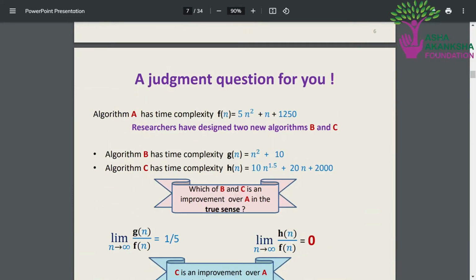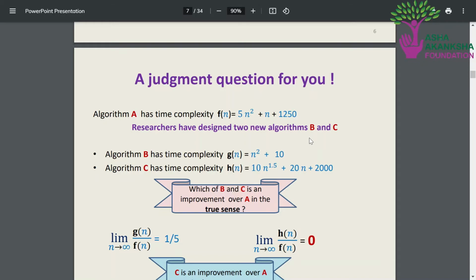So let's take a look at a few other algorithms also. Let's say algorithm A has time complexity 5n square plus n plus 1250, and we also have two more algorithms which have these equations for the time complexities. So the question is which of the algorithms B and C is more time efficient than A in the true sense. So how can you calculate that?